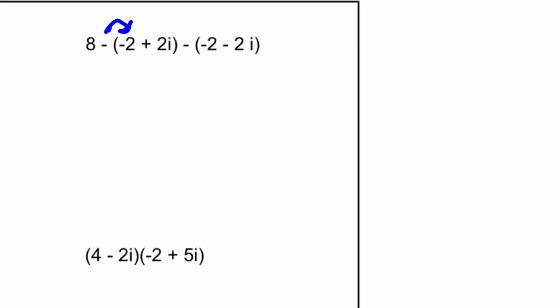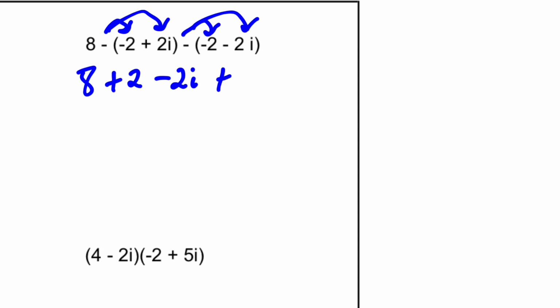I have to distribute the negatives for each of these. So this is like 8 plus 2 minus 2i plus 2 plus 2i. And then I consider all of the numbers together, that's 12, and the i's go away here, 2i minus 2i.